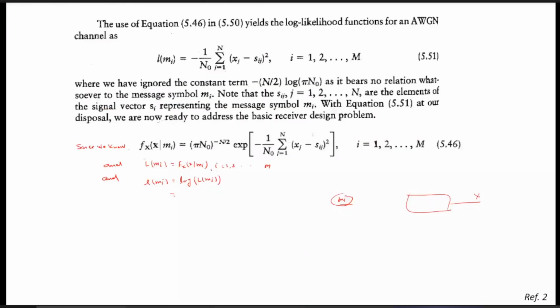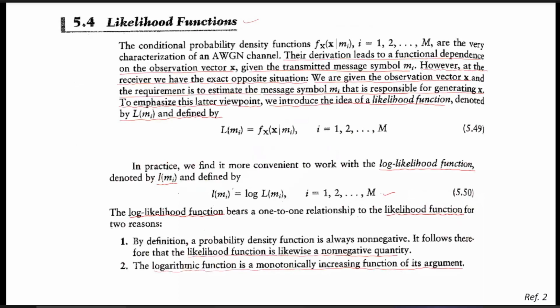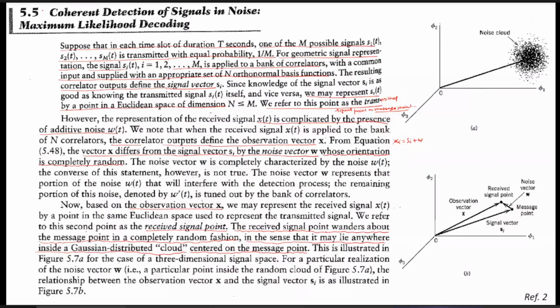Here, what we are going to study is, first, we define the likelihood function, which is very simple to understand. And with the help of these likelihood functions, we describe the maximum likelihood decoding. It simply tells us that, knowing the observation vector x at the receiver, how can we say that mi is transmitted with the minimum probability of error? How can we detect? So this is nothing but maximum likelihood detection.